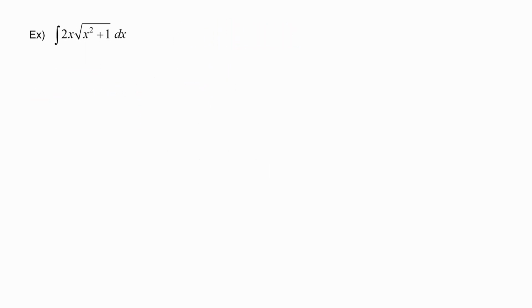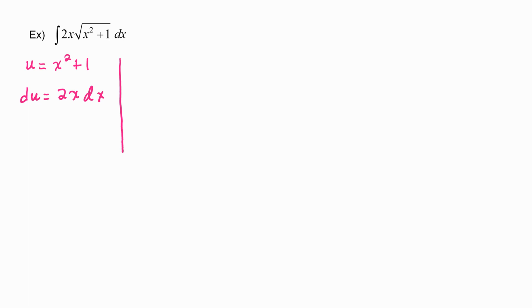In this example, we have the integral of 2x times the square root of quantity x squared plus 1 dx. Now, we have a composite function here with the square root of quantity x squared plus 1, so that's a good place to aim for our u variable to be the inside function, which is x squared plus 1. Then that means du would equal 2x dx. And that's a good sign, because we see that we have 2x dx there.